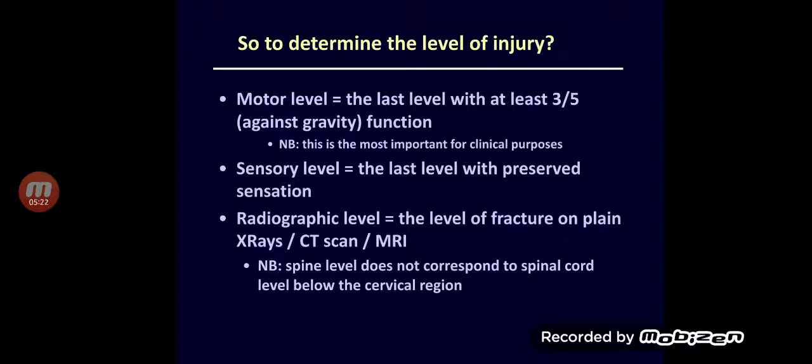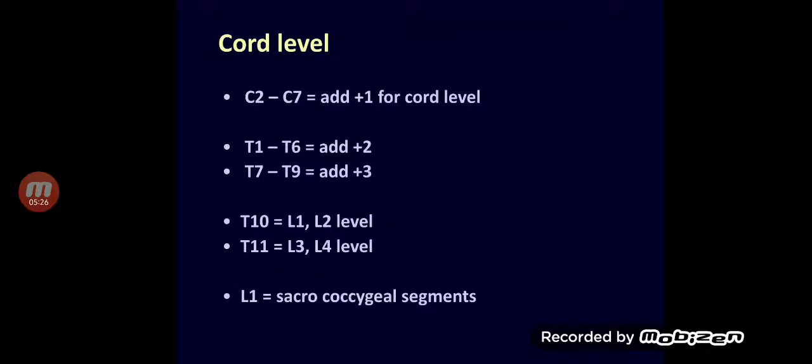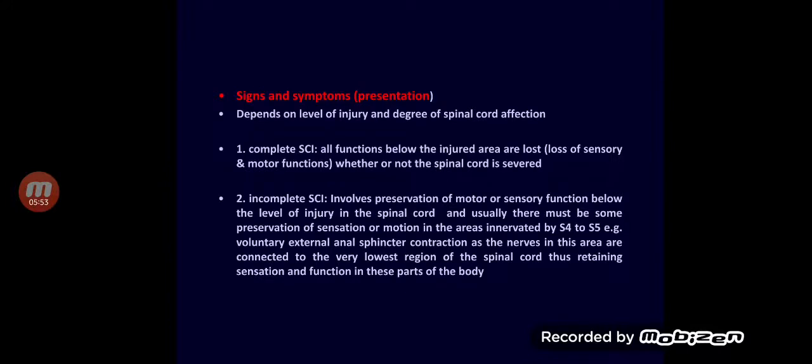We talked previously that the spinal level doesn't correspond to the spinal cord level below the cervical region. So back again for the cord level, for example, at C2 to C7, we have to add 1 for the cord level. For T1 to T6, we have to add 2. For T7 to T9, we have to add 3. T10 corresponds to L1 and L2. T11 corresponds to L3 and L4. L1 corresponds to the sacrococcygeal segments.